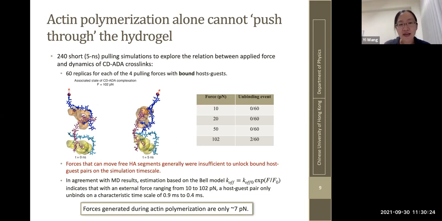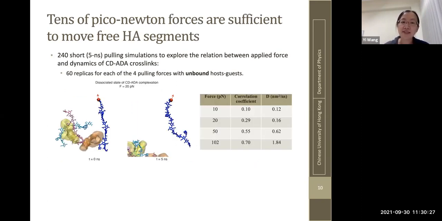So what we actually gain from these simulations are more qualitative measures, not quantitative measures. What we mean is that we perform the equivalent pulling simulations when a given host-guest pair is in the unbound state. In this process, we see that as the force increases, you have increased correlation between the movement of the chain and the force, which is probably expected. And we can quantitatively measure how fast they move, and this is characterized via the diffusion coefficient.